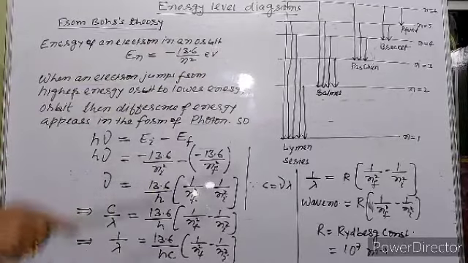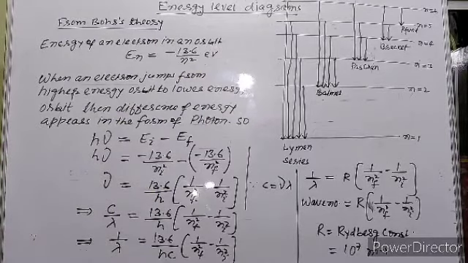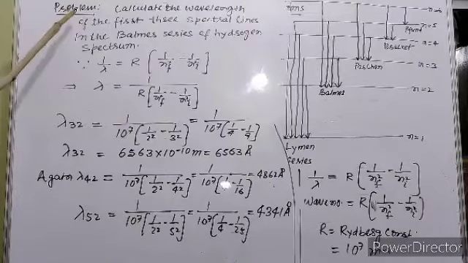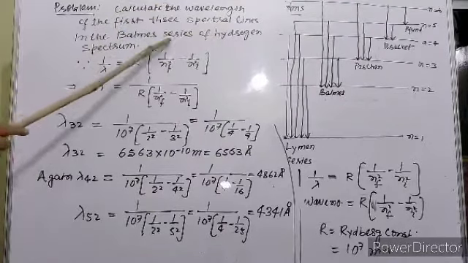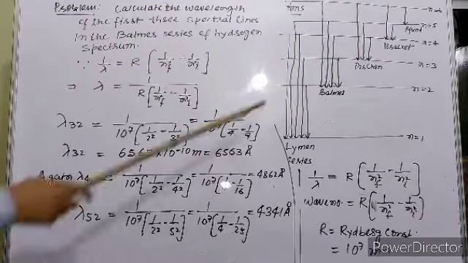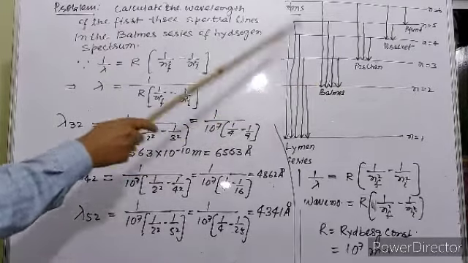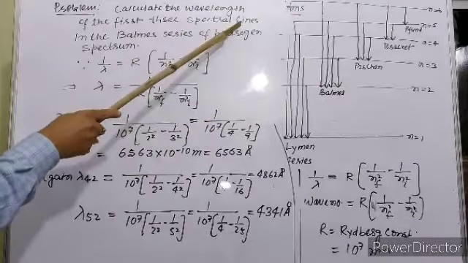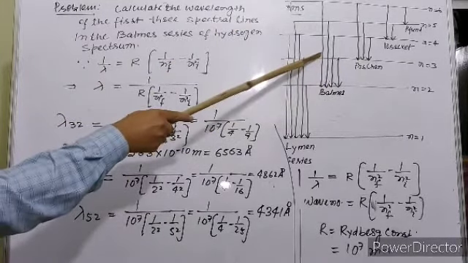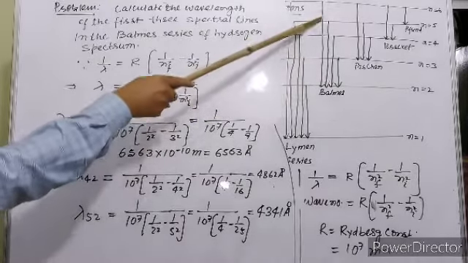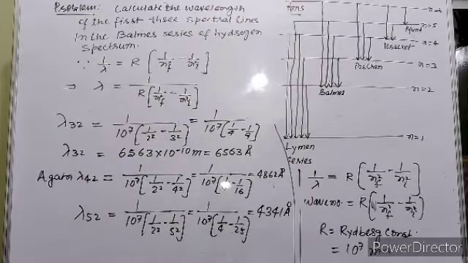If the electron jumps from any higher energy orbit to a lower energy orbit, what will be its frequency, its wavelength, and its wave number? So see one question. Calculate the wavelength of the first 3 spectral lines in the Balmer series of the hydrogen spectrum. This is the Balmer series. So you have to take the first 3 spectral lines, meaning in the Balmer series, n equal to 2, the electron jumps from n equal to 3, n equal to 4, and n equal to 5.